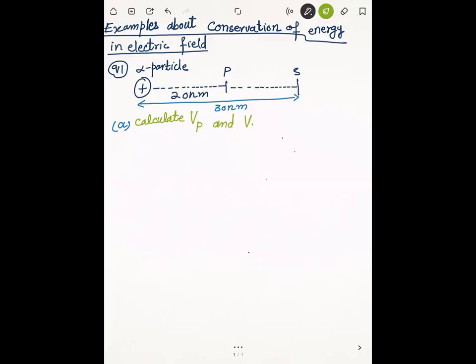VP and VS. Calculate VP and VS. The first question is about calculation of VP and VS.